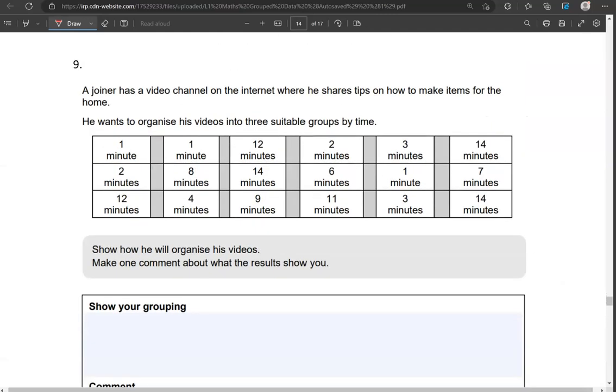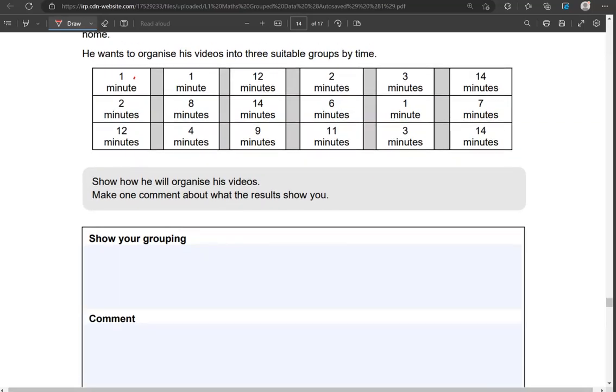A joiner has a video channel on the internet where he shares tips on how to make items for the home. He wants to organize his videos into 3 suitable groups by time. Show how he will organize his videos. Make one comment about what the results show you. Looking at the numbers, the lowest is 1 and the highest is 14. So we could have them split into 0 to 5 minutes, 6 to 10 minutes, 11 to 15 minutes.